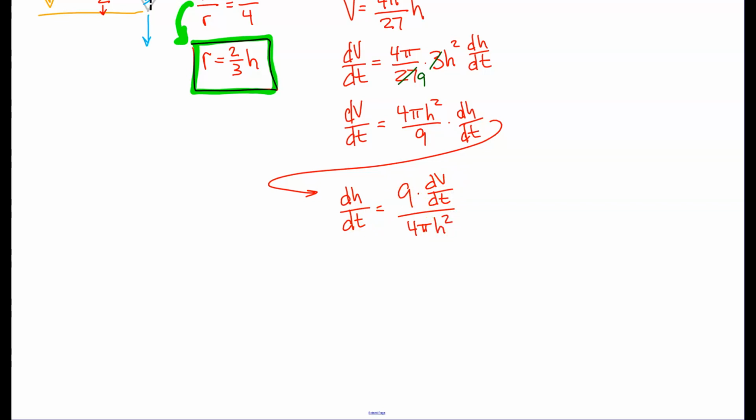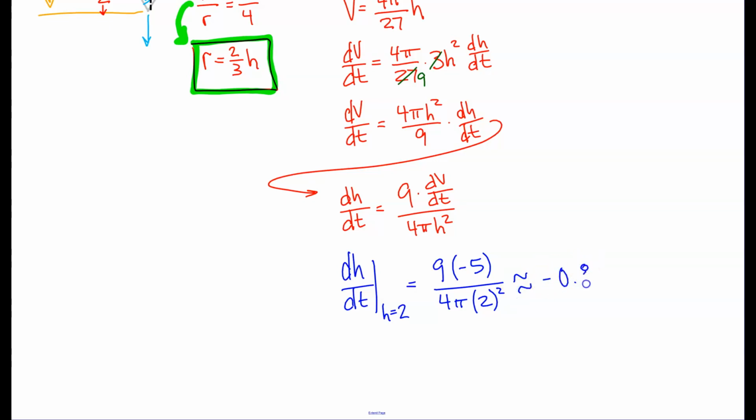So let's go ahead and actually solve for the quantity they asked for. We were asked for dh/dt when the height equals 2 feet. So I'm now going to plug in all the quantities I know. Remember, dV/dt is -5. And because it's an application problem, I'm going to give my answer as an approximate decimal. So if I plug that expression into my calculator, I'm going to get -0.895, and that's going to be in feet per minute. And there's my final answer.